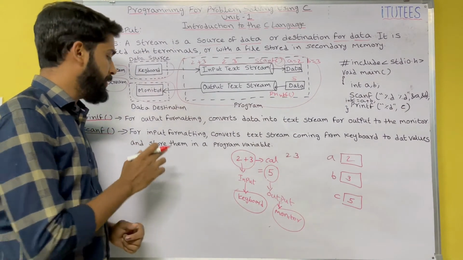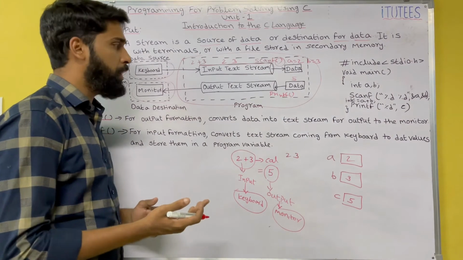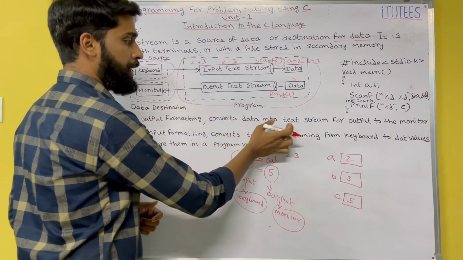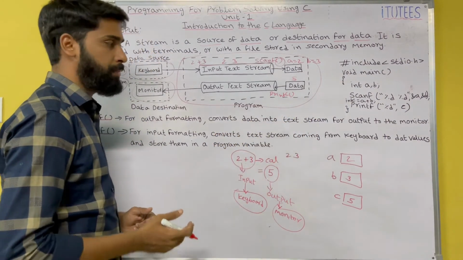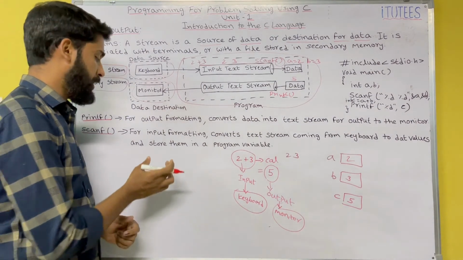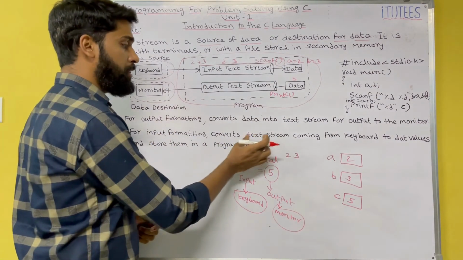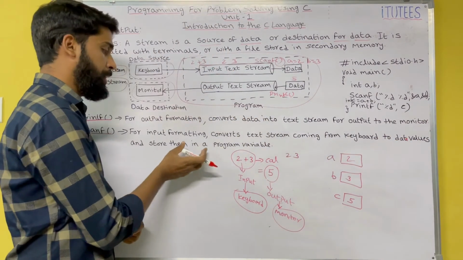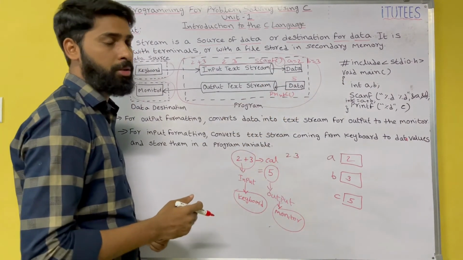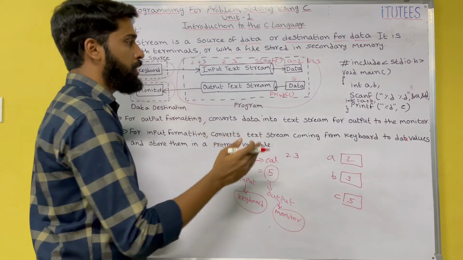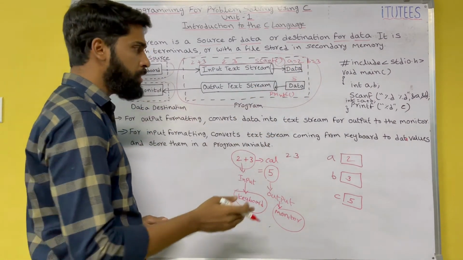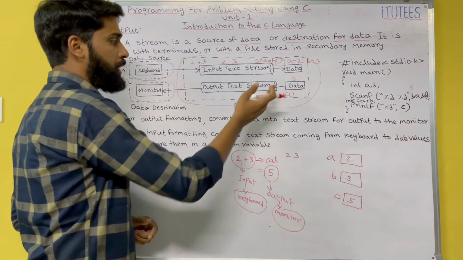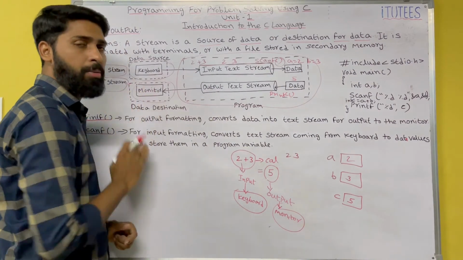Now the printf. What is the purpose of printf? It is for output formatting. What is output formatting? It converts the data into an output text stream, converting data into a text stream for output to the monitor. Similarly, scanf is an input function, for input formatting. It converts the text stream coming from the keyboard to data values and stores them in program variables. So this is the example. You take the values 2 and 3, and these are stored in variables a and b. I want to present the data on the monitor, for example c. So c is 5, and this is converted into an output text stream and presented on the monitor.